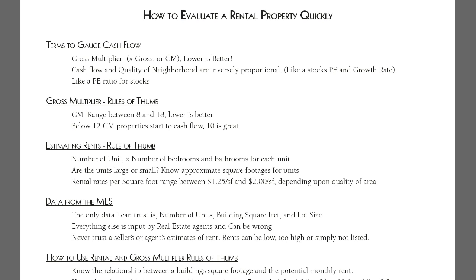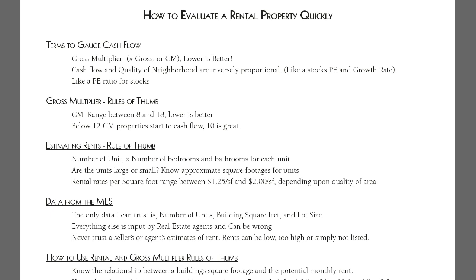As an example, if you were to have a 4-unit property building where each of the units would rent for $1,000 a month, the monthly income from that building would be $4,000 a month. The gross annual income would be $48,000. And then if the building had a 10 times gross multiplier, it would be a $480,000 piece of property. So the lower the better, the higher the not as good.